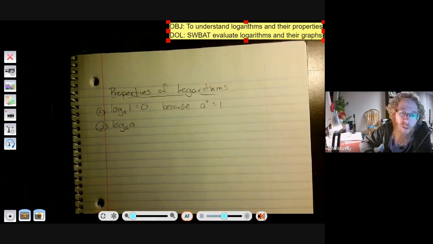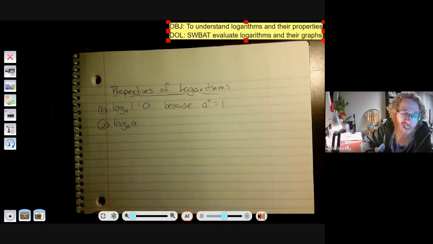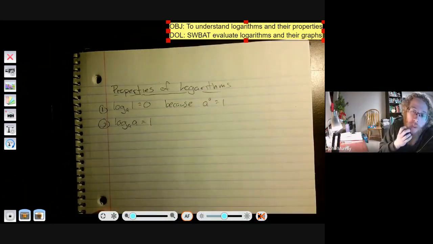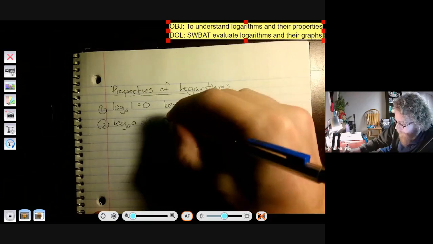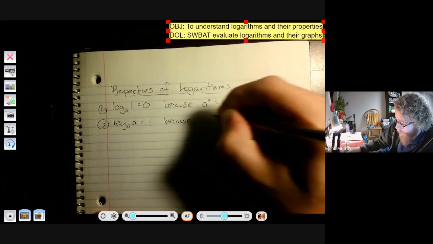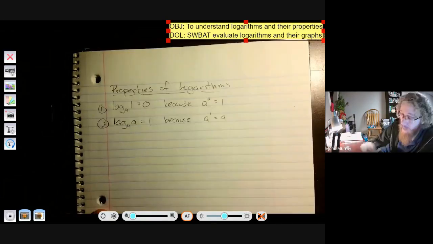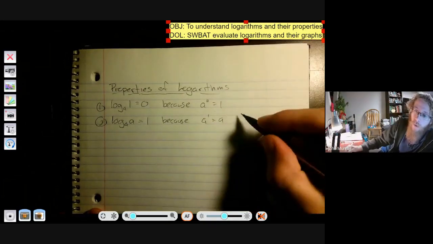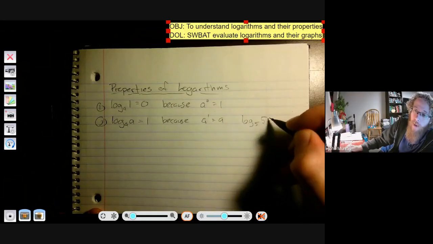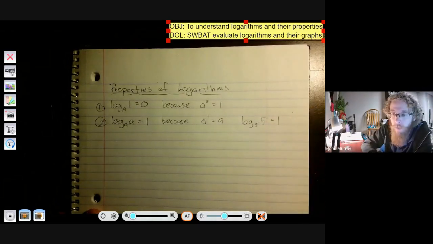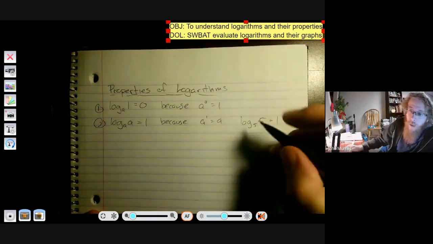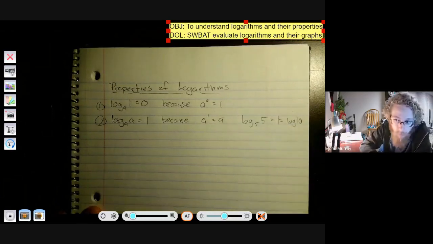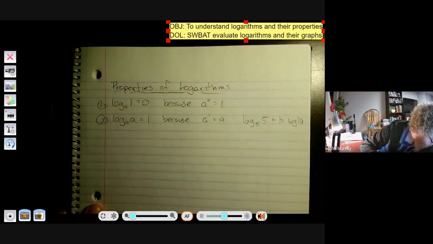Our second rule: if we are taking the logarithm and that number is the same as the base, that's always going to be 1. That's because anything raised to the first power is always itself. So if you had log base 5 of 5, that's 1. Log of 10 is 1, our common log.